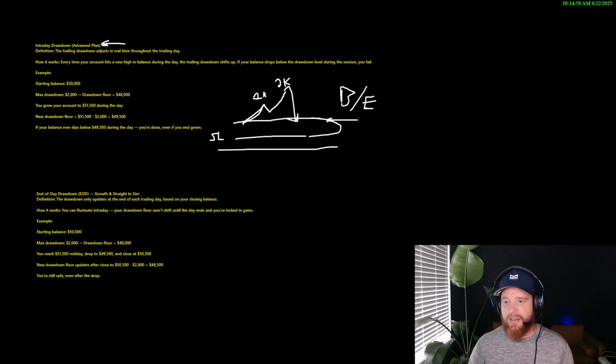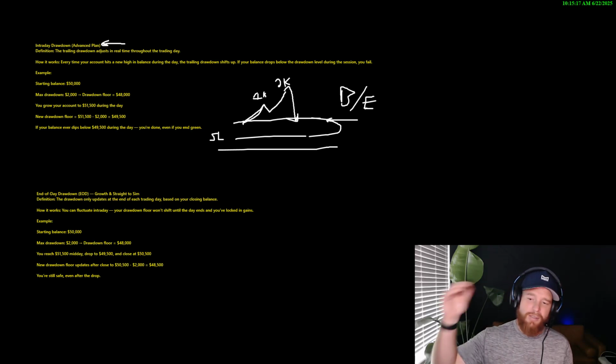And how it works basically, you can fluctuate intraday. Your drawdown floor won't shift until the end of the day, and you've locked in the gain. So it only matters after you close the account, and it resets at the end of the trading day. In the example right here, you have your $50,000. Same thing, you have your $2,000 drawdown. Your floor is currently 48,000.